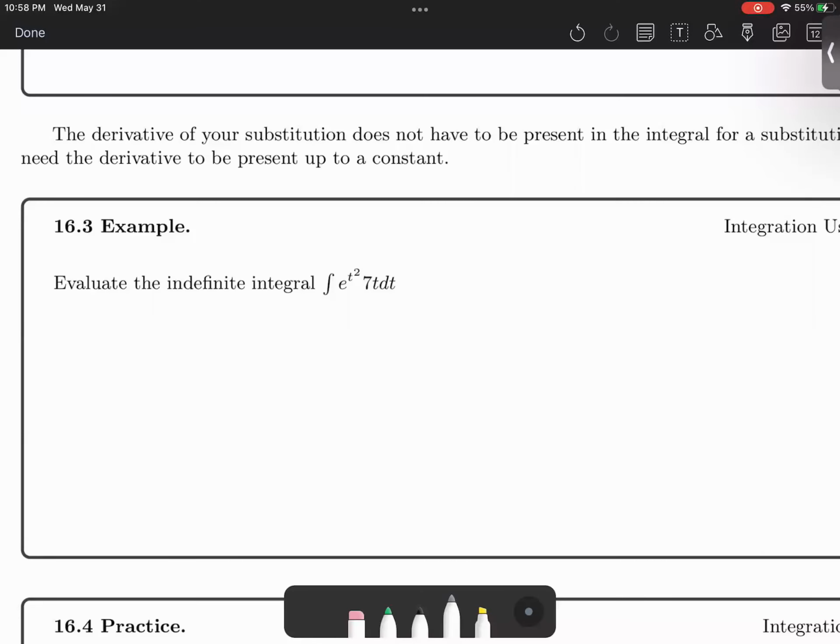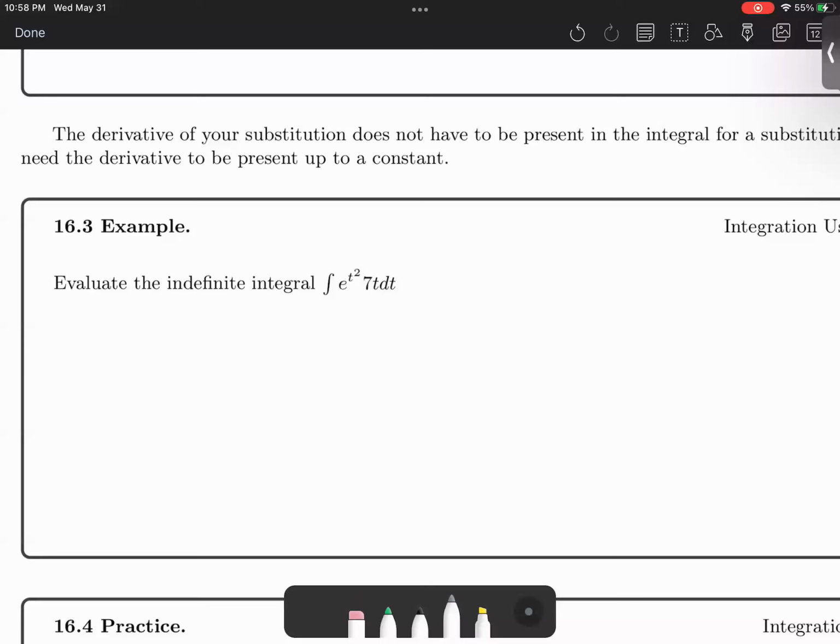Another integral that requires a substitution. So remember, the part of the integral that you're looking to substitute needs to have a derivative present inside the integral, at least up to a constant. So it doesn't have to be exactly there, but for instance, if you're going to substitute t cubed for something, you better have a t squared inside your integral.